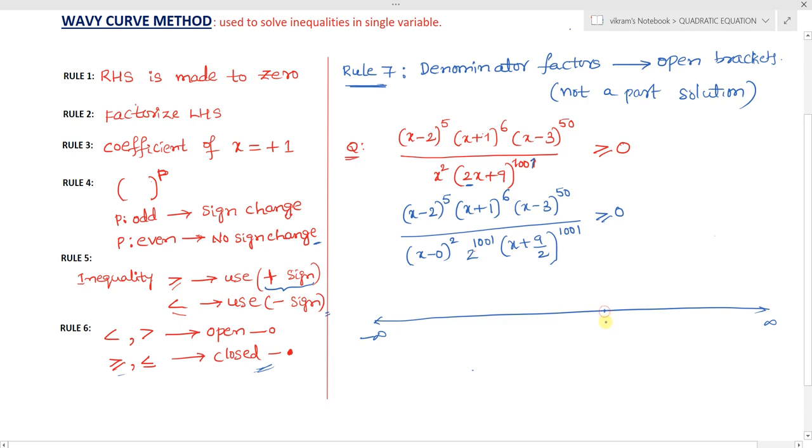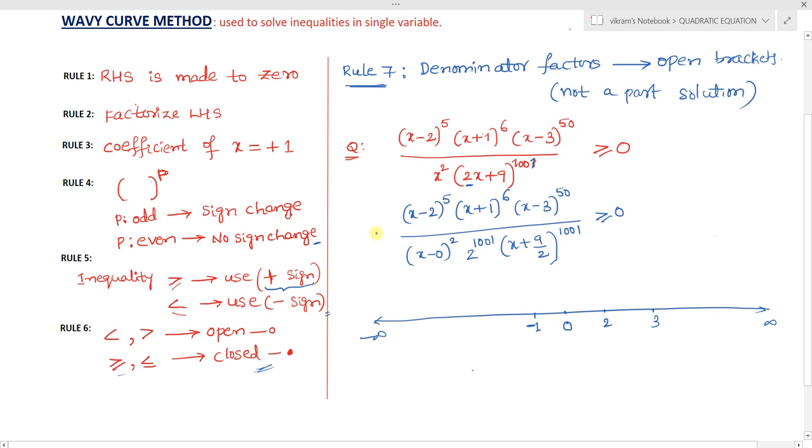So x is equal to 2 is one value, x is equal to minus 1, and x is equal to 3. X minus 3 means x is equal to 3. So plus minus 2, so 2, minus 1, and 3 are over. In the denominator, x is equal to 0.